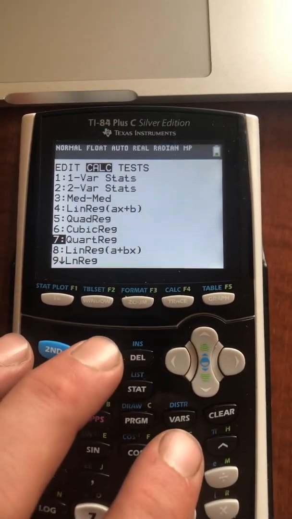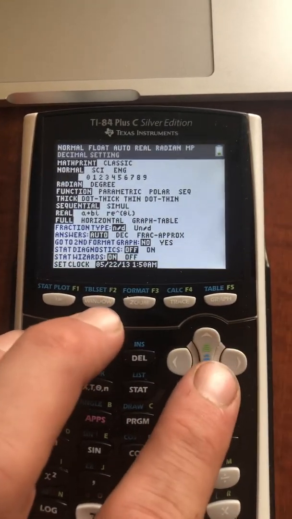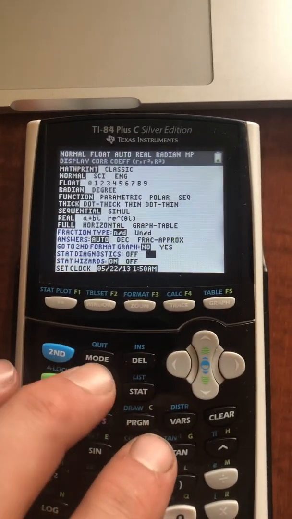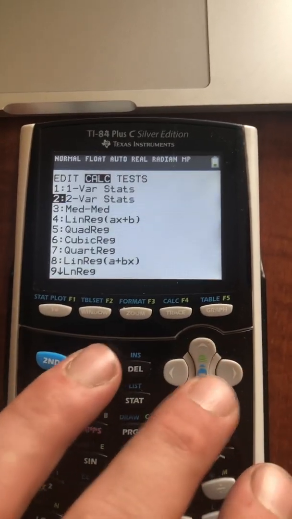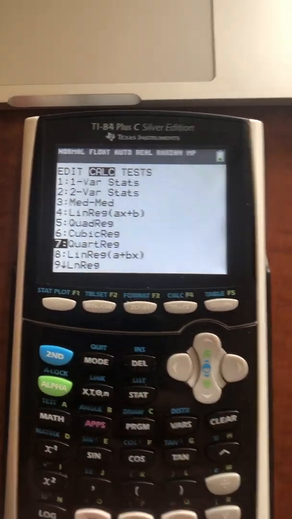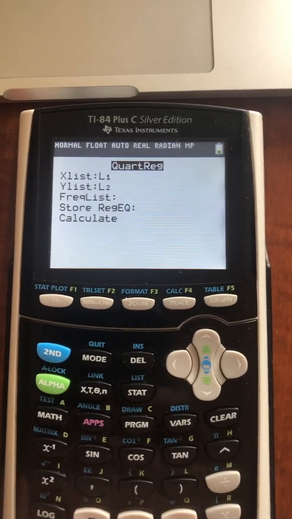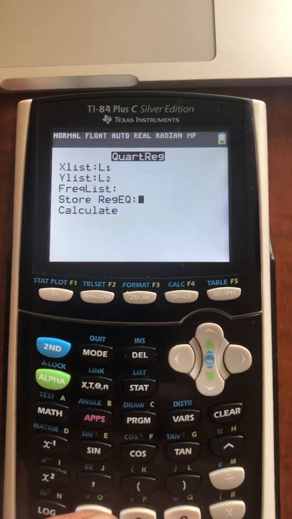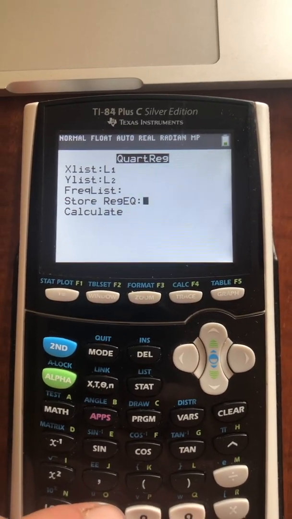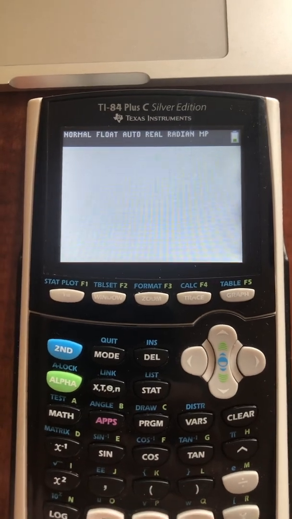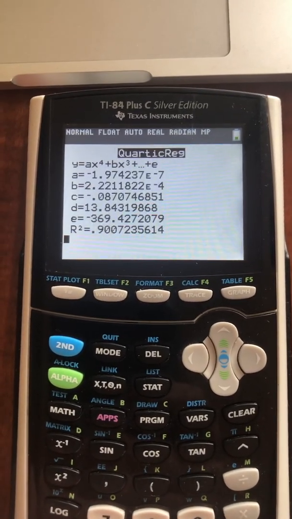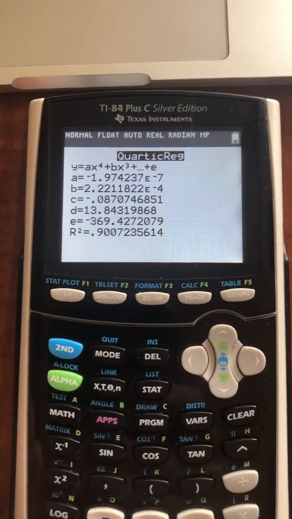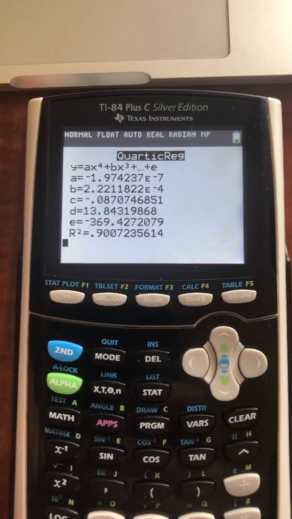Now, I'm going to use my mode here, and I'm going to change my stat diagnostics to on. It's going to give me a little bit more confidence in my final answer, because I'll be able to know an R value. So quartic regression, my list 1 is my X values, my list 2 is my Y values. I don't have a frequency list, and I'm also not going to store the equation. I'm just going to write it down here. And I go forward and do it, and it gives me these numbers. And it even tells me, hey, my R squared is pretty good. So this actually is going to have a pretty close fit.